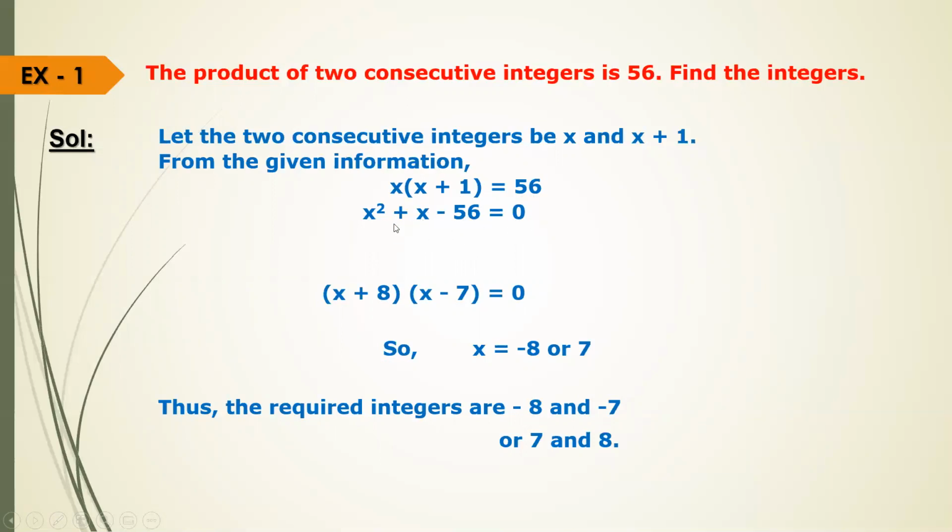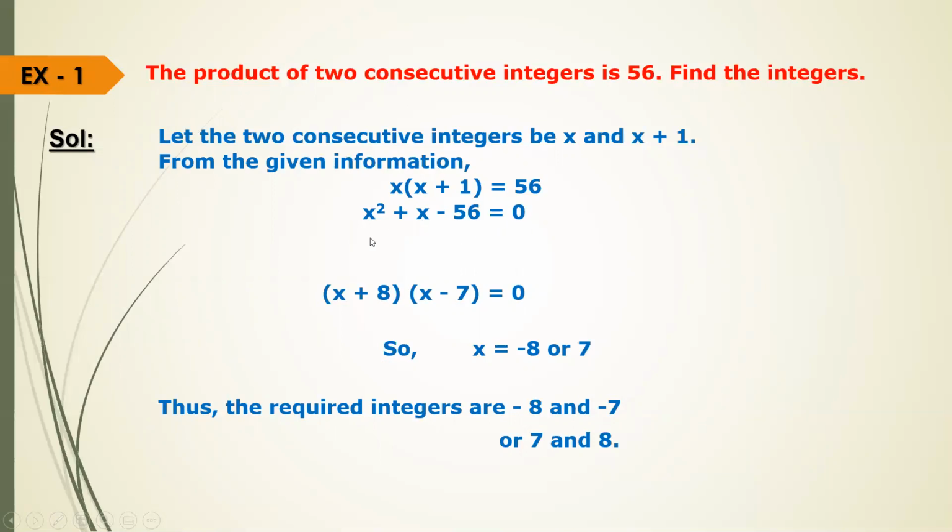Now split the middle term. Easily we can get the numbers which are to be multiplied to get 56. That is 7 and 8. The bigger number will be with positive sign as we want the answer in plus. So the next step of this equation will be x square plus 8x minus 7x minus 56 equal to 0.